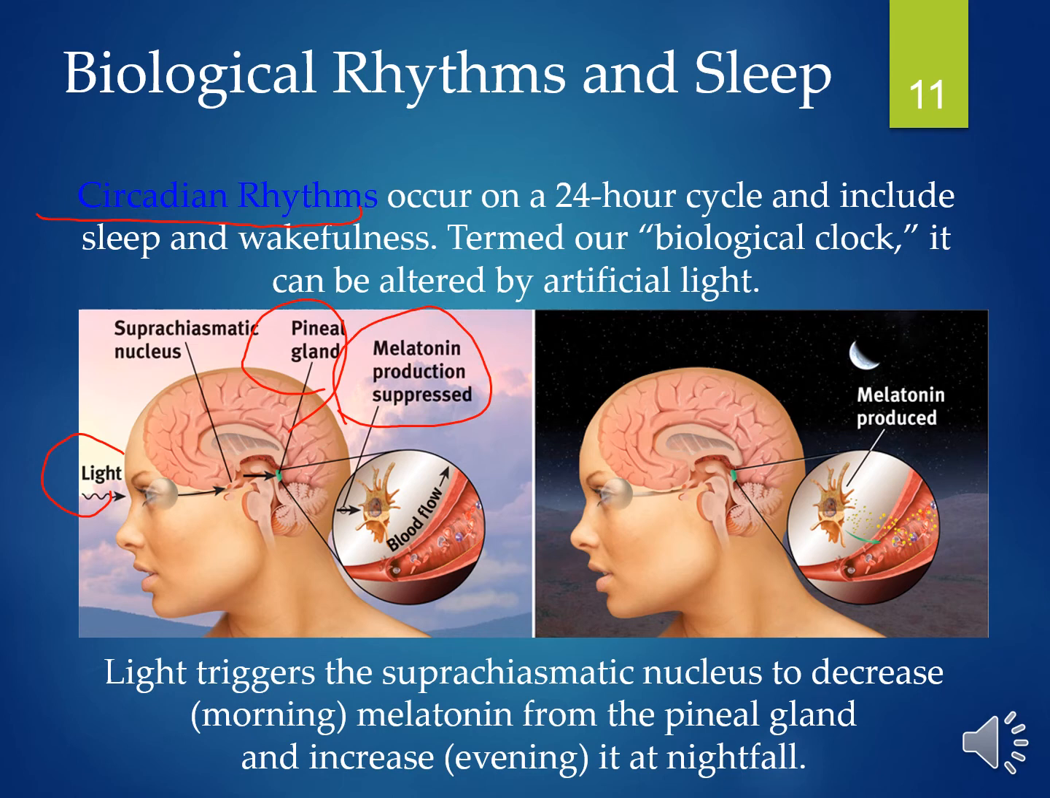Normally when it becomes dark outside, melatonin is produced and released, and melatonin will cause us to feel drowsy. So melatonin is probably one of the most important factors in determining our circadian rhythm. Natural light triggers us to decrease melatonin release in the mornings, and that will allow us to wake up, whereas melatonin release increases in the evenings, and that is what allows us to begin to feel drowsy.